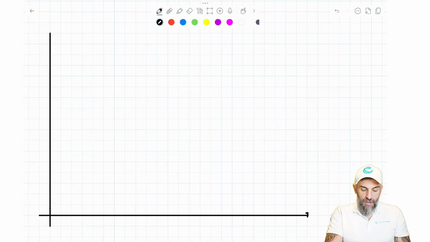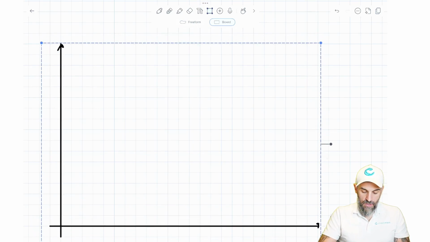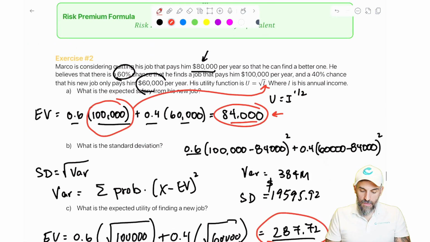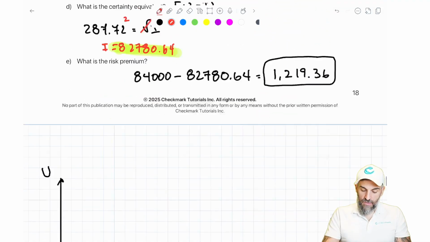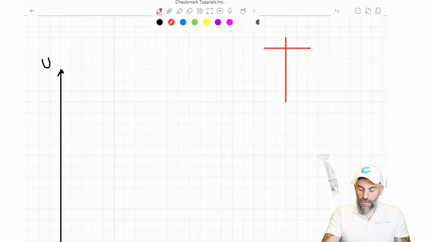To show this on a graph, the y-axis is utility, and this is his income. First thing you want to do is plot. Well, I guess we're going to have to calculate a few things. So make a little table. I need, if he makes 100K, what his utility is. If he makes 60K, what his utility is.